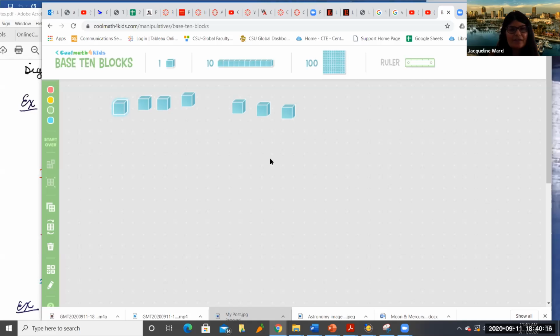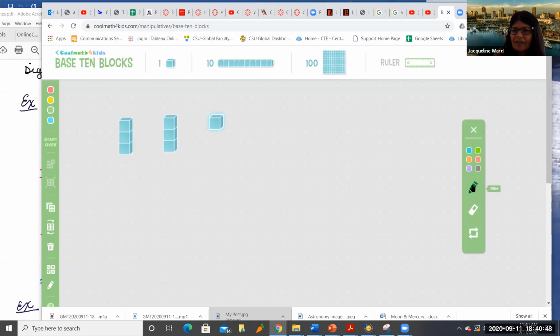But in base 3, for example, every time you had 3 blocks, you would create a long. Okay, so in base 3, I have 2 longs and 1 unit. So that would be 2-1 base 3. So that's the numeral for that. 2-1 base 3. Try to write that. We always write the base using a word if it's not in base 10.